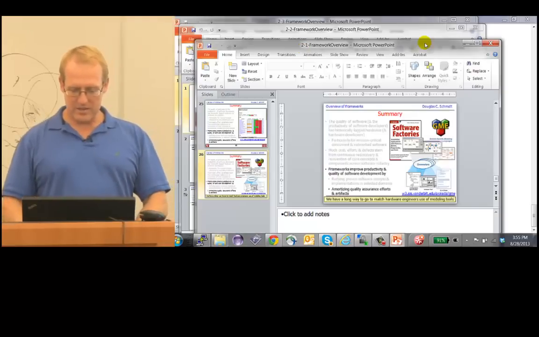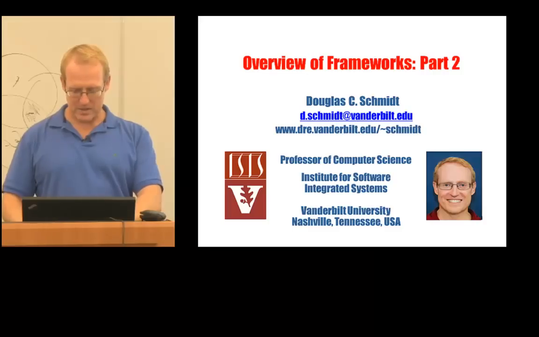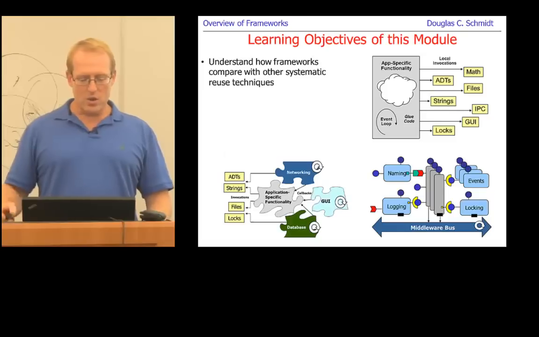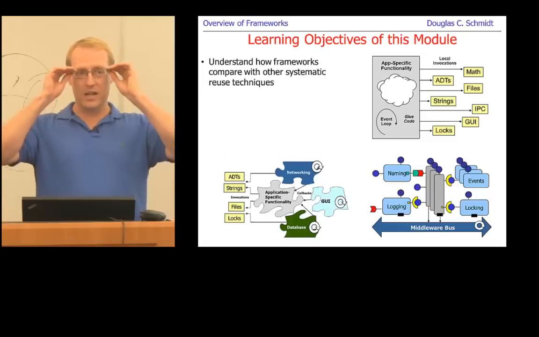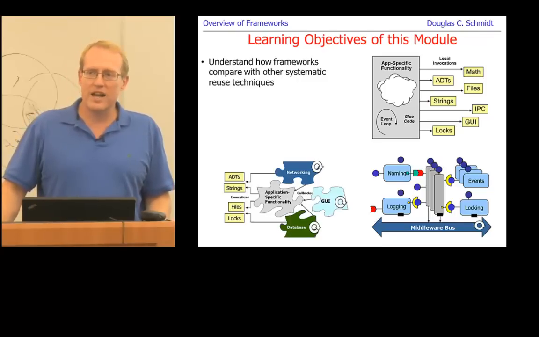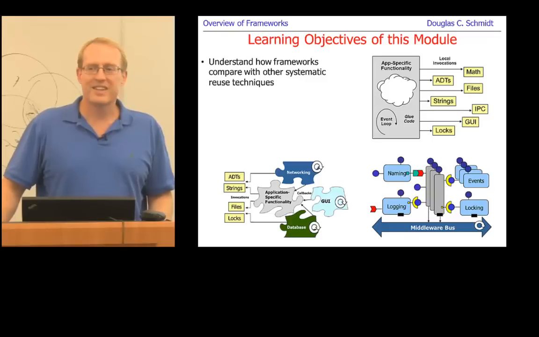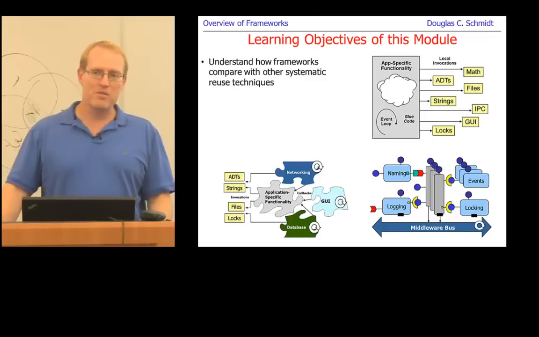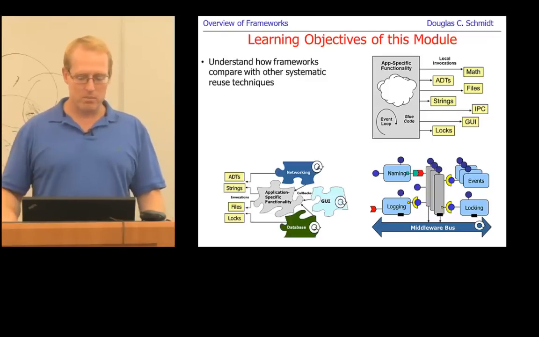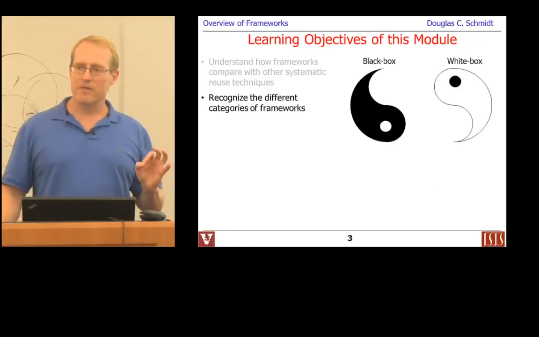So that's the end of the first framework overview slide set. Let's go ahead and talk about the second one. In this particular set of slides, we're going to talk about how frameworks compare and contrast to other forms of systematic reuse. And I'll talk about frameworks and how they relate to other things, some of which you're probably very familiar with, things like class libraries, other things you may be familiar with from other work you've done, things like component middleware.